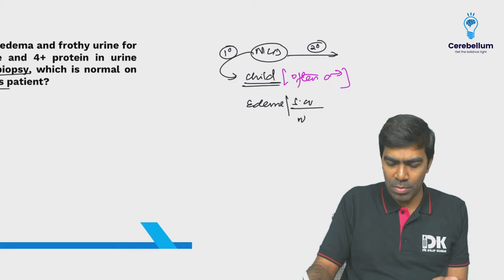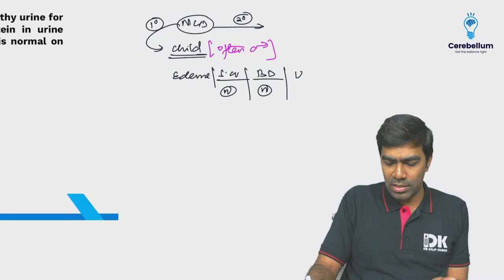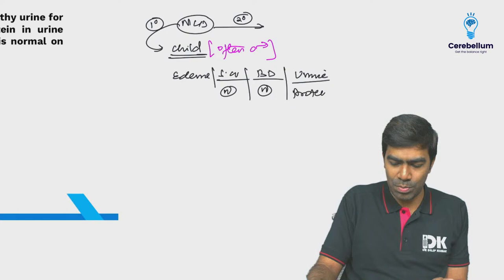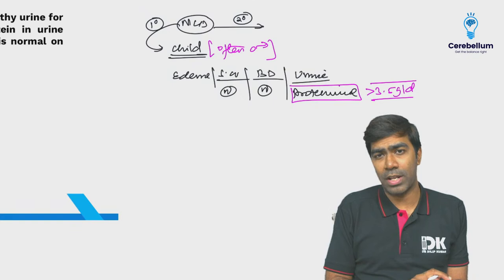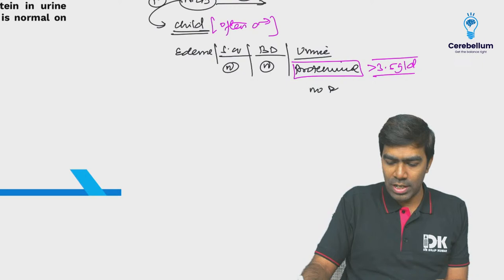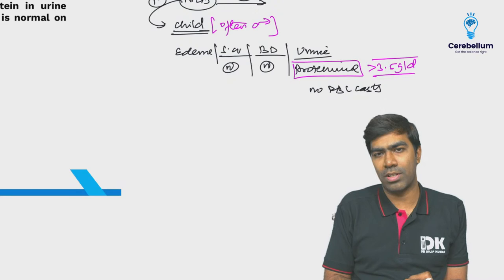Then the urine analysis. You will not see any RBCs. In the urine, all you're going to see is massive proteinuria. So what do you mean by massive proteinuria? You're going to have protein leakage of more than 3.5 grams per day. That's called massive proteinuria, nephrotic range proteinuria. Otherwise, you're not going to see any RBCs generally. You might see them in some cases, but not in a classic situation. Everything will be normal.